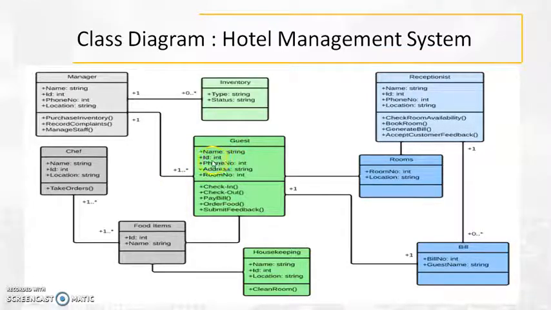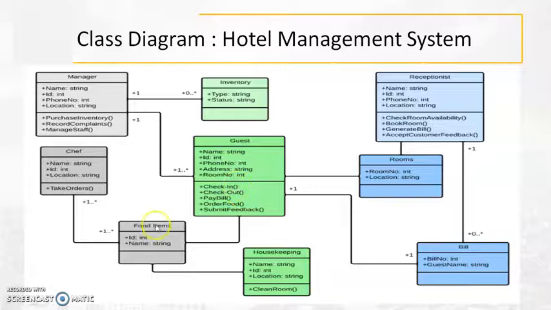Name of the guest, ID, phone number, address and room number. These are the operations of the guest class: check-in, check-out, pay bill, order food and submit feedbacks. This guest is related with the rooms. This guest is also related with the bill, to pay a bill. The class name is bill, and the attributes are bill number and guest name.